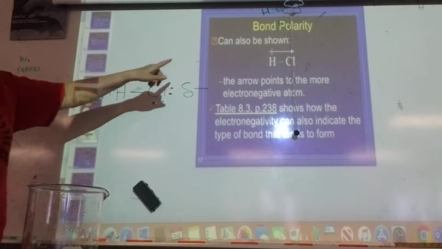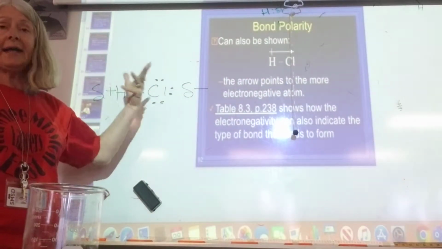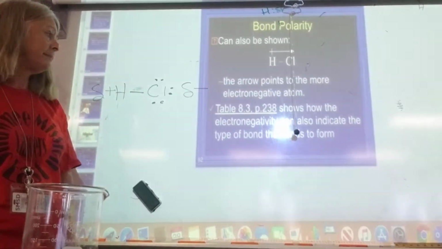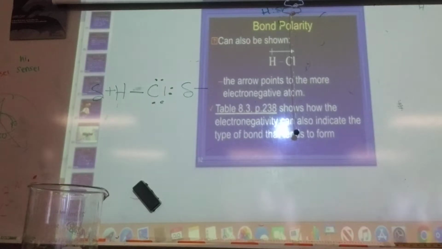I've seen it done like this, but not much anymore. We always use delta plus and delta minus. And you'll do this when you're doing your lab. So that would be a polar bond. H and Cl are 2 different elements with 2 different electronegativities. Therefore, the H and Cl bond is polar. Do you agree with that?